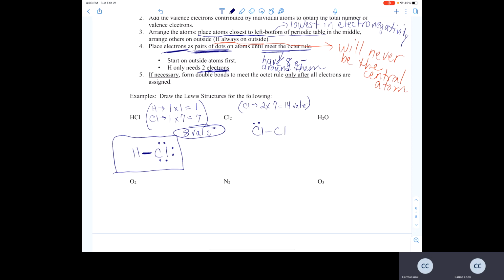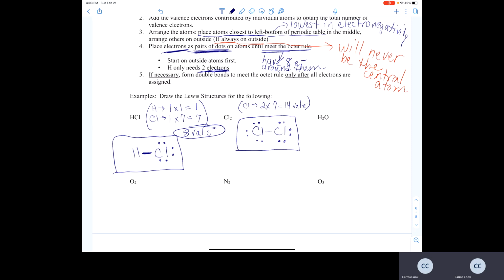So we'll start putting them in pairs of 2 around each chlorine. So that's 2, 4, 6, 8, 10, 12, and 14. And there's our Lewis structure for Cl2.